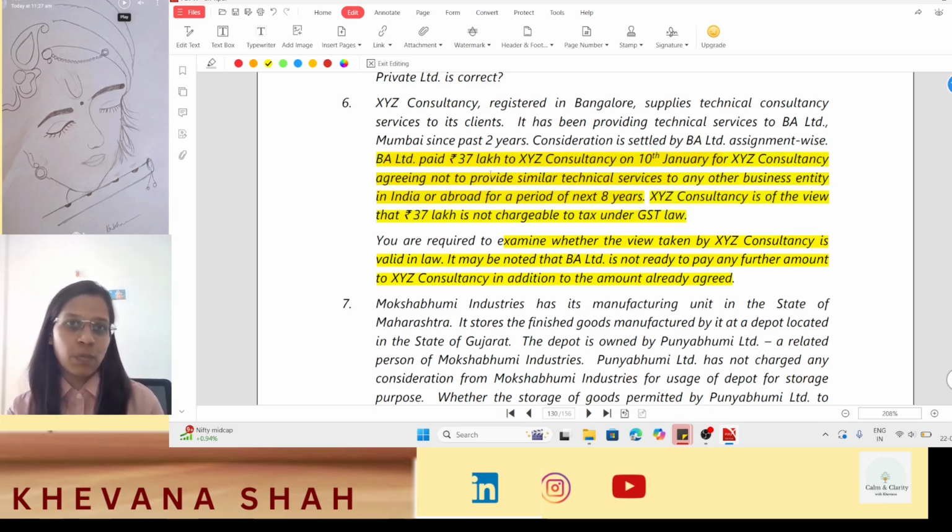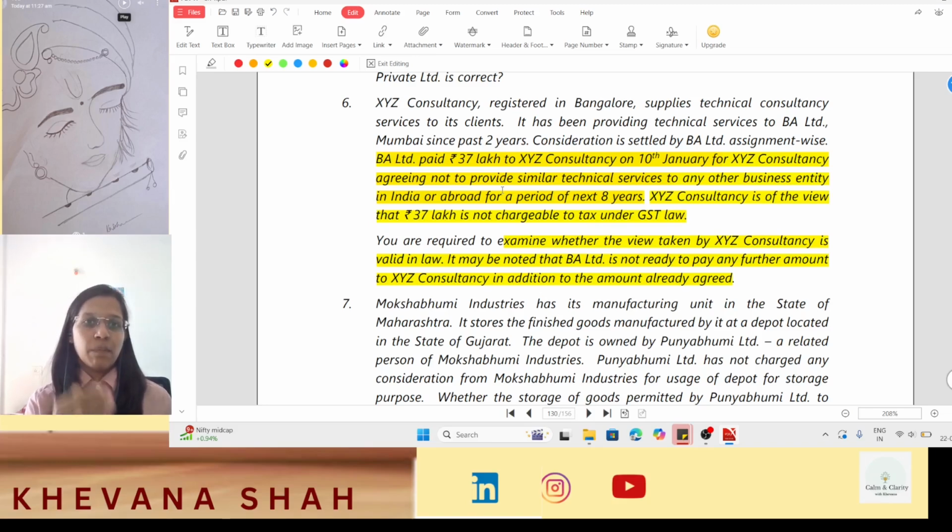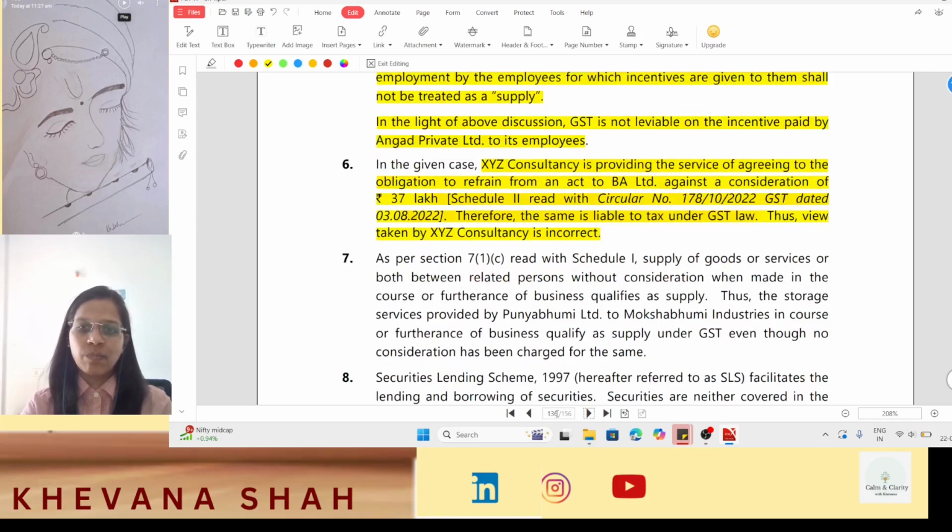So the 37 lakhs provided here is a consideration for non-compete fees. It is a consideration provided so that the business entity does not do a competing business in India or abroad for the next 8 years. This has been specifically treated as a supply by a circular. We are supposed to examine whether the view taken by XYZ Consultancy is valid, and it may be noted that BA Limited is not ready to pay any further amount to XYZ Consultancy in relation to the amount already agreed. So let's check the answer.